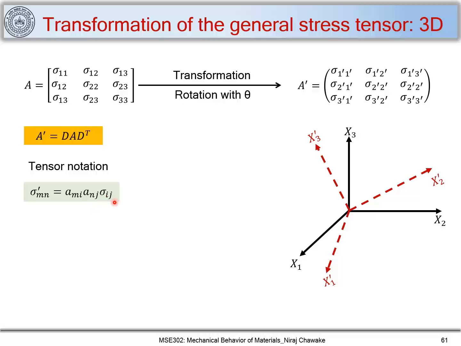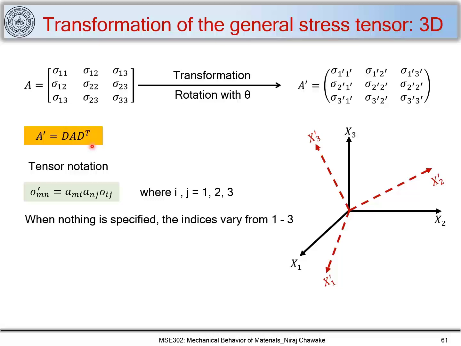Now here, what's the change? It is that i and j vary from 1 to 3. So this is the only change. But this is what we have understood, that we can write this relation in a compact form, which is called tensor notation or Einstein summation notation, and you can get this A dash using this relation.